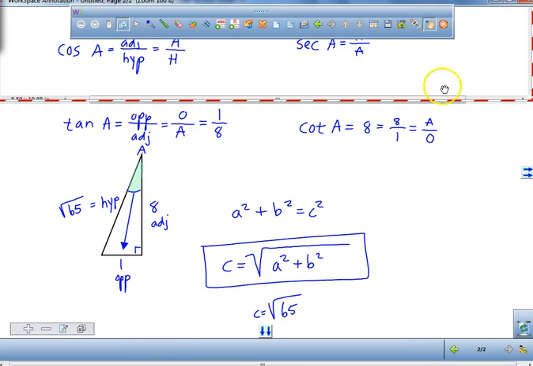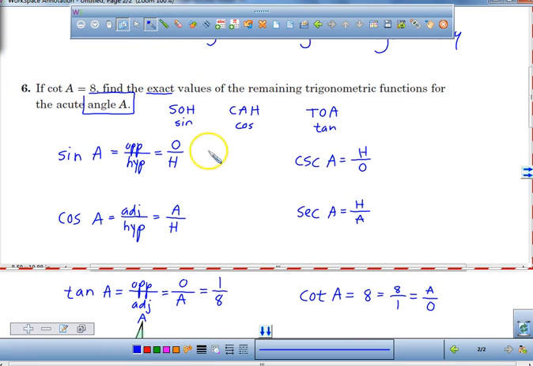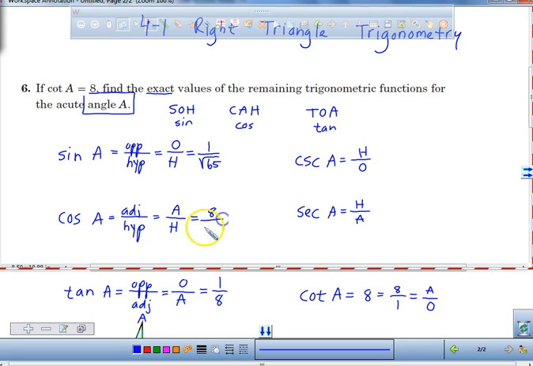So let's do that. Up here, my opposite side was a 1. My hypotenuse is the square root of 65. My adjacent side was 8. My hypotenuse is the square root of 65. Over here, we're just going to do the inverse, the flip of this. This is going to be the square root of 65 over 1, which equals the square root of 65. And this one is the square root of 65 over 8.